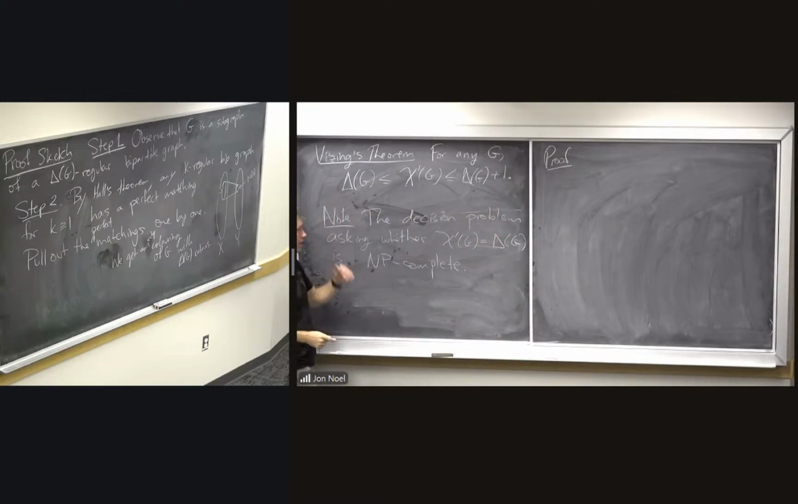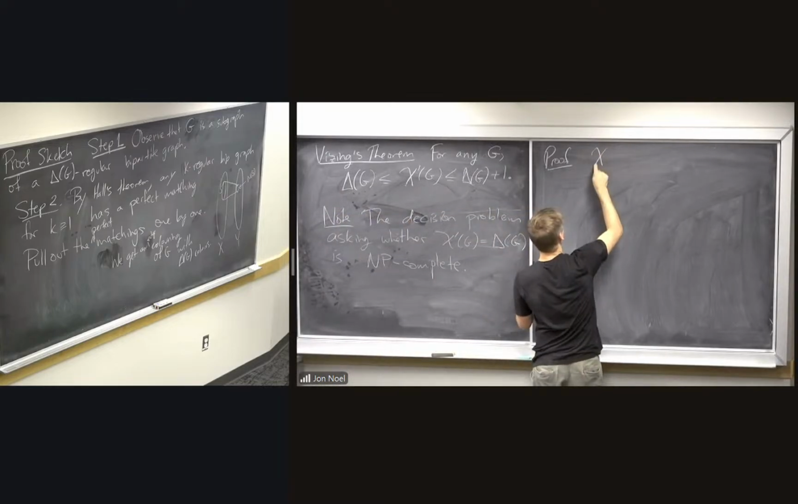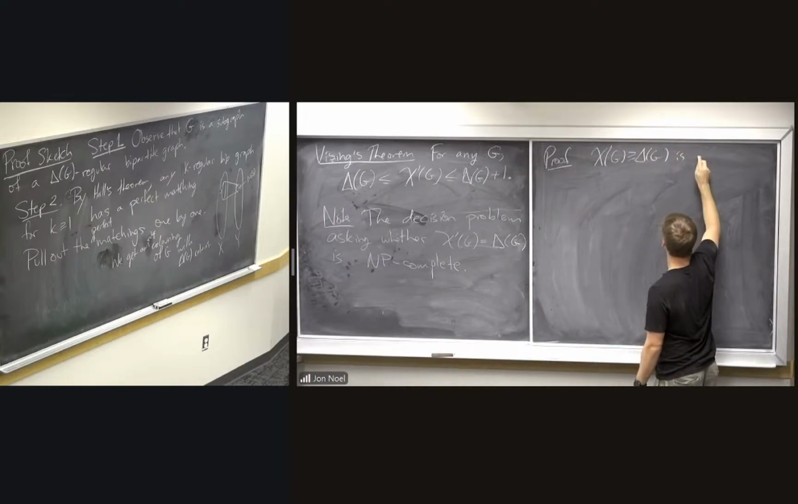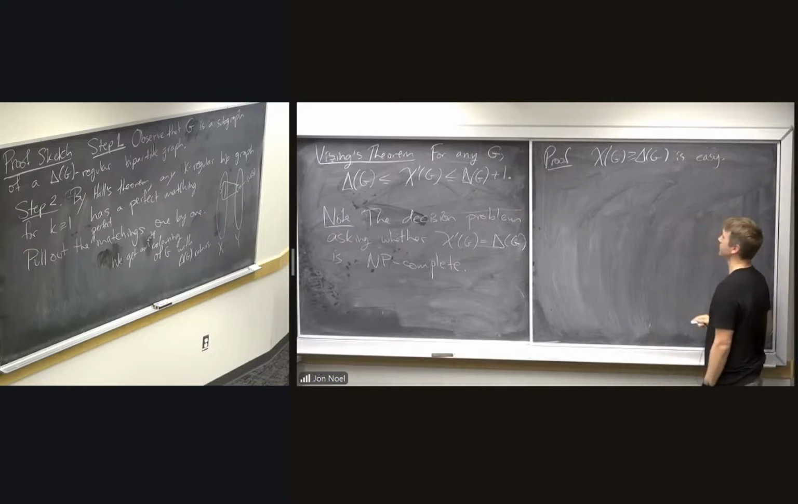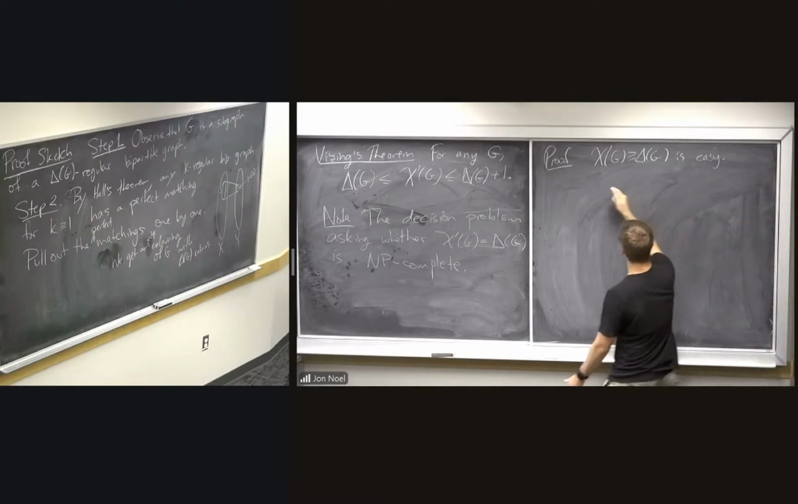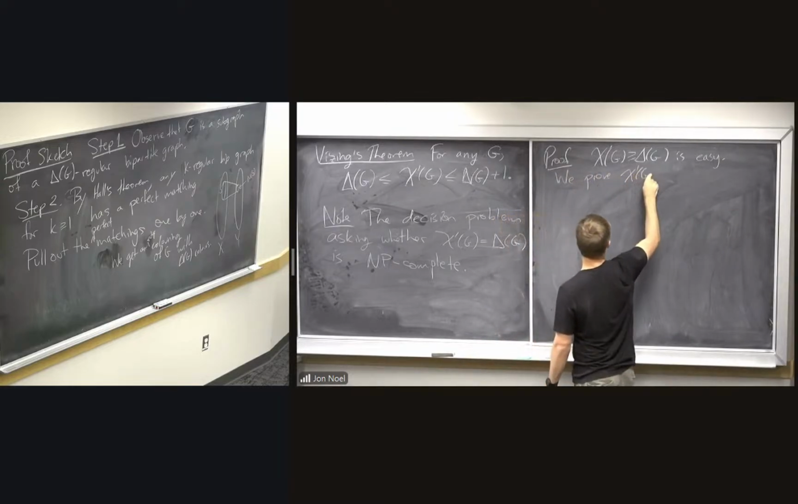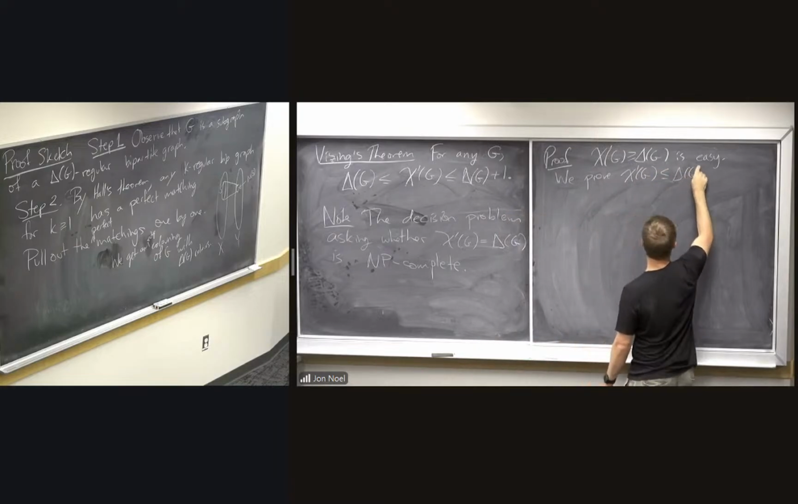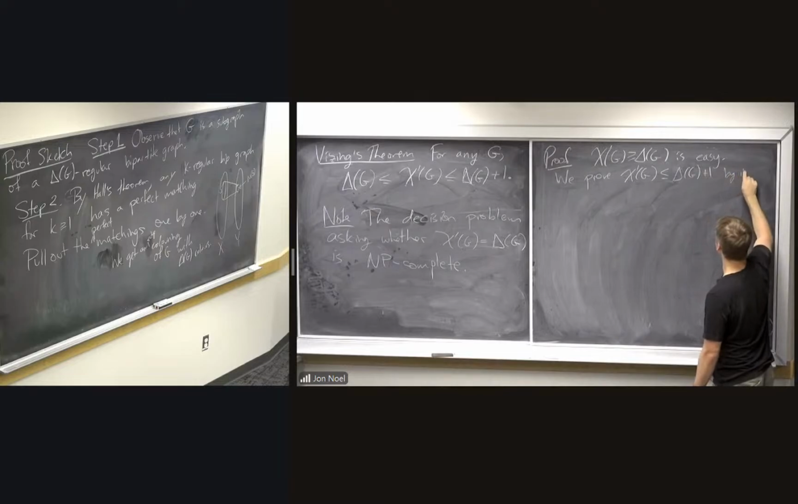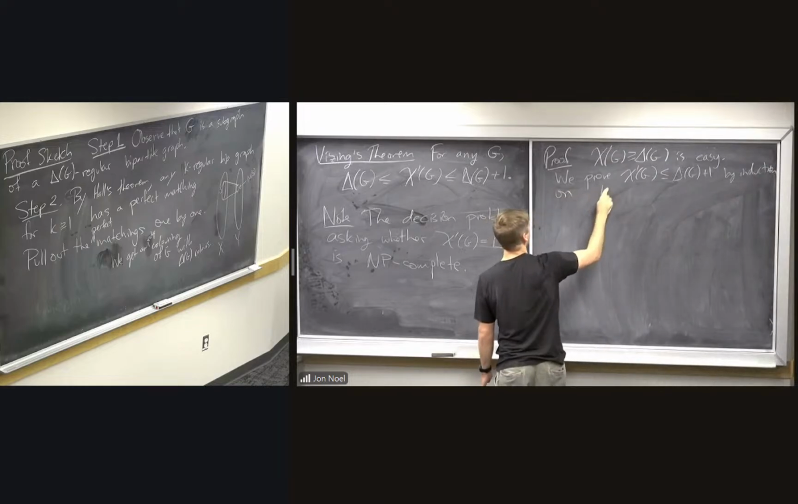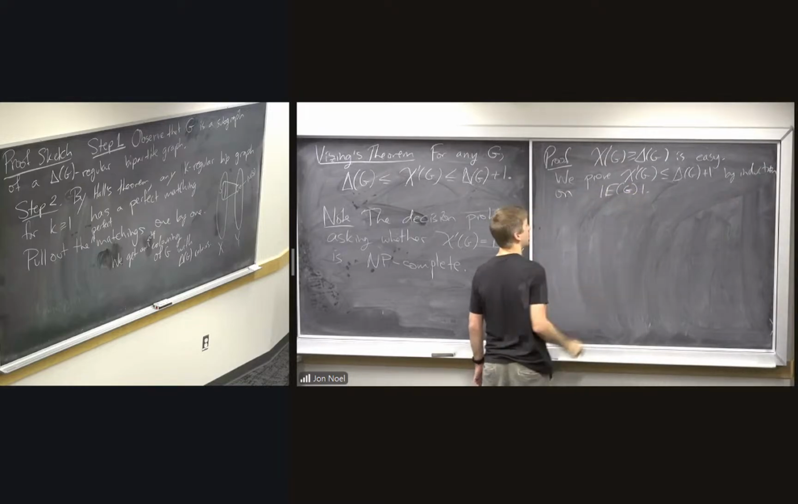Okay, so the lower bound is easy. We've already seen that, because you just look at the edges incident to the maximum degree vertex. So we prove the upper bound by induction on the number of edges.